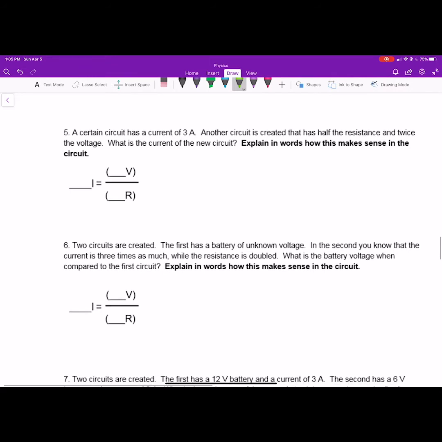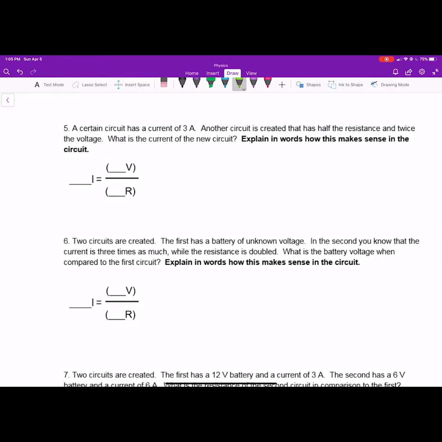All right, so number 5, we have a certain circuit that has a current of 3 amps. Another circuit that's created has half the resistance and twice the voltage. So we have 2 divided by 1/2, which is 2 over 1 times 2 over 1, which is 4. So that means our current is going to be 4 times as much.